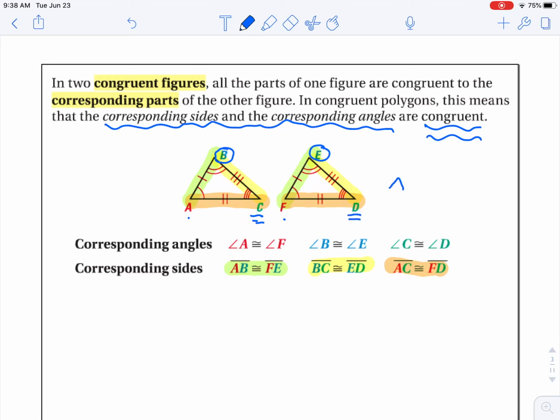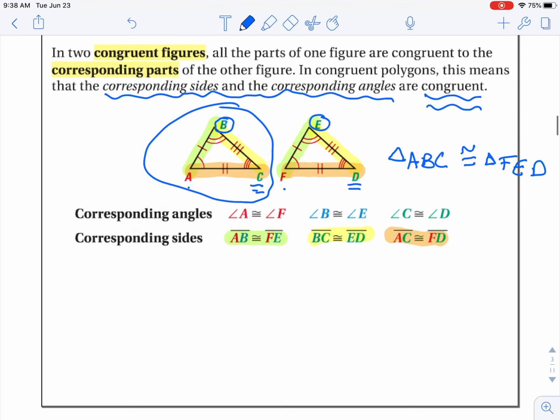When that is true, we can write what's called a congruent statement. We can say that triangle ABC is congruent to triangle FED. And when we write that statement, the order matters. If we're just identifying a triangle, we could call it ABC, or triangle CBA. We could call it several different ways. But if we're writing a congruent statement, the order matters.